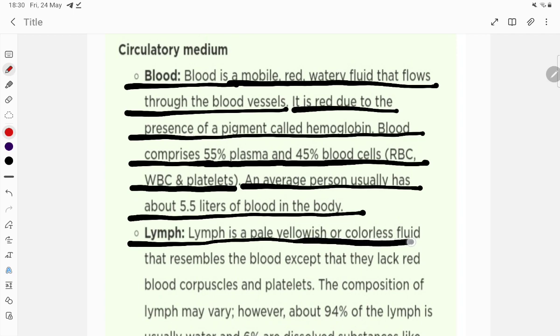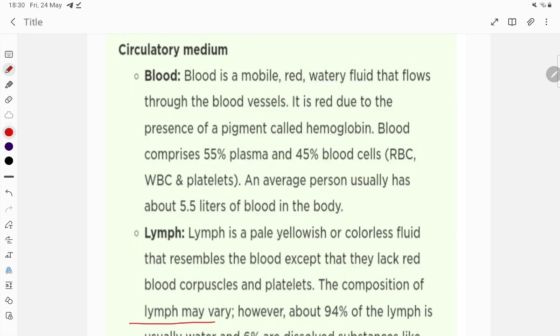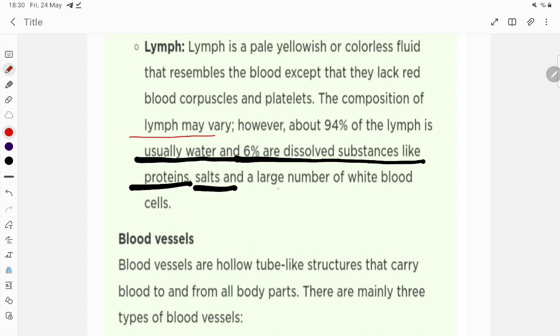Lymph is the pale yellow or colorless fluid that resembles blood except that it lacks red blood corpuscles and platelets. The composition of lymph may vary, however, about 95% of the lymph is what, student? Usually water, and the rest is dissolved substances like proteins, salts and a large number of white blood cells. So this is the composition of lymph.